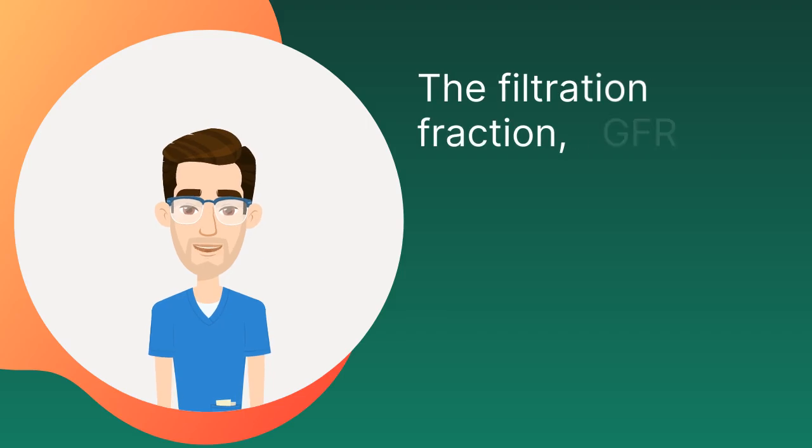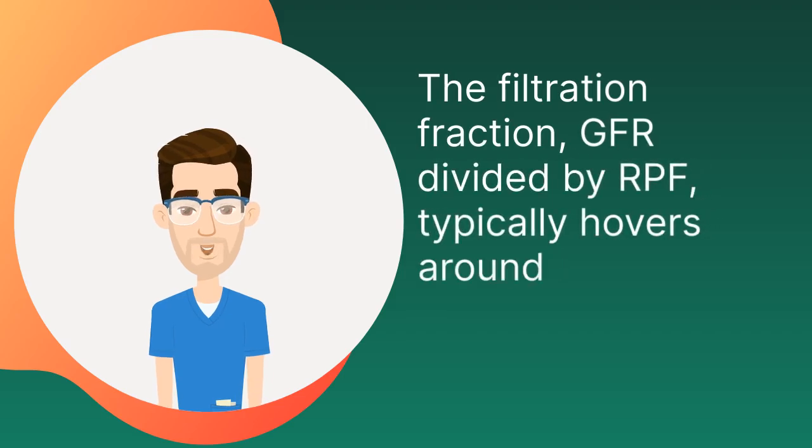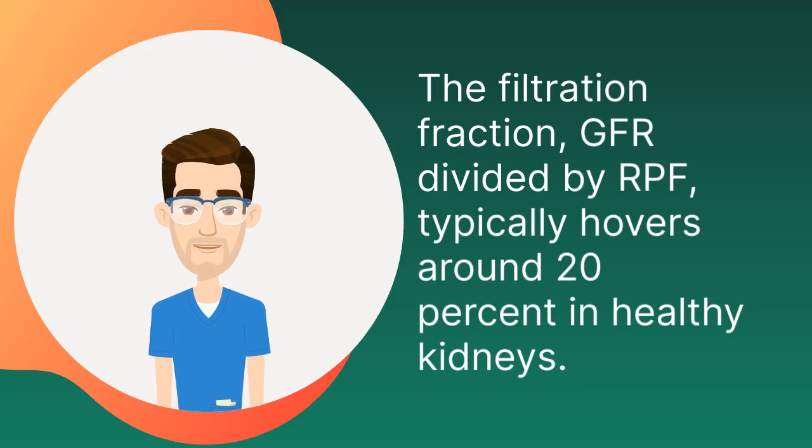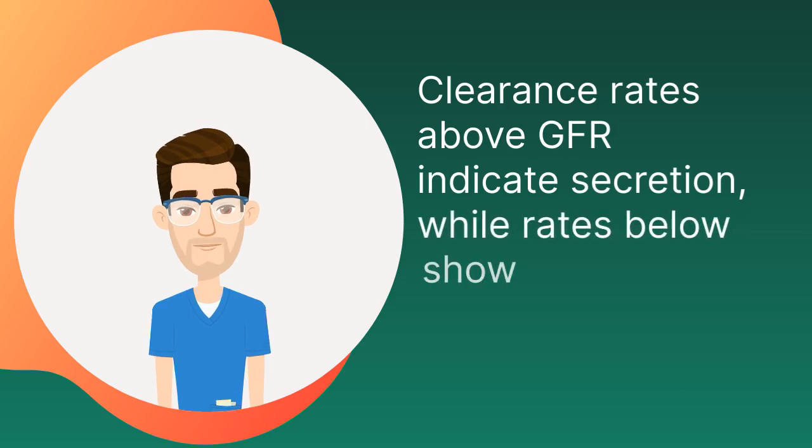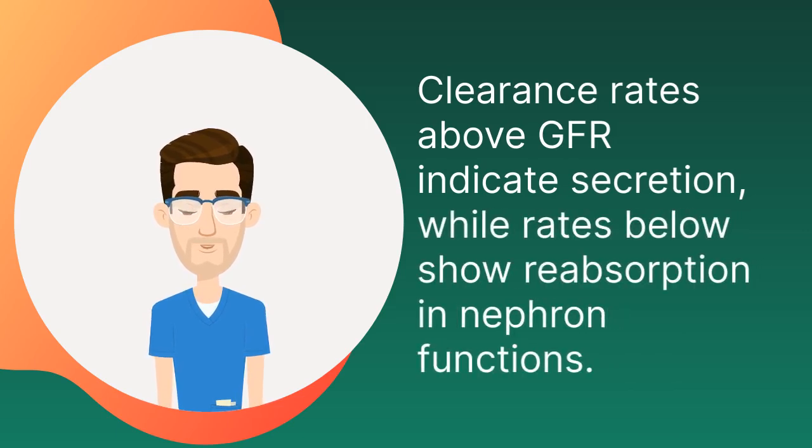The filtration fraction, GFR divided by RPF, typically hovers around 20% in healthy kidneys. Clearance rates above GFR indicate secretion, while rates below show reabsorption in nephron functions.